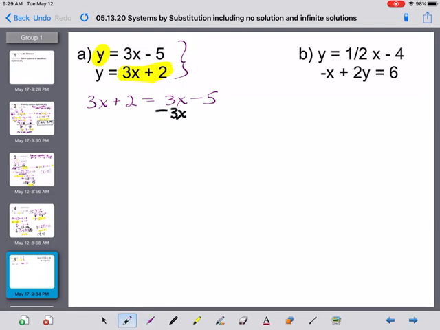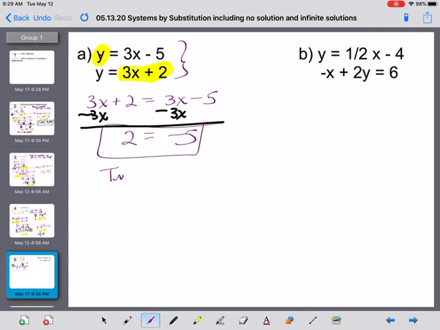You want to get the x's to one side, so you subtract 3x to both sides. You get 2, so 0x is 0, plus 2, equals 0 again, minus 5. So 2 equals negative 5. What happened to the x? Well, the x's are gone. Look at this expression. Is this true or false? Of course, it's false. So what we said, when that happens, this ends up being no solution.